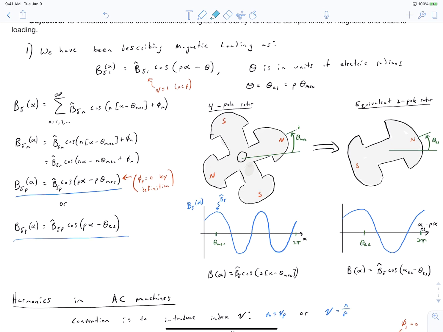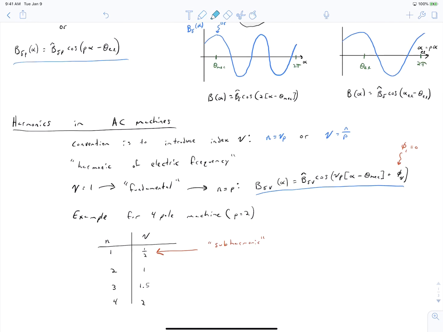So we talked about this in terms of our magnetic loading, and we showed how in electric machines it's common to define a new harmonic index v that's equal to our true harmonic index divided by our number of pole pairs, so that when we talk about harmonic quantities at index 1, that corresponds to the number of pole pairs of our machine.